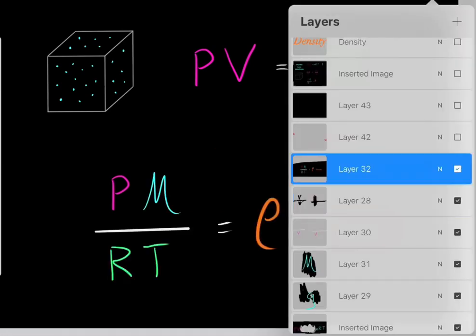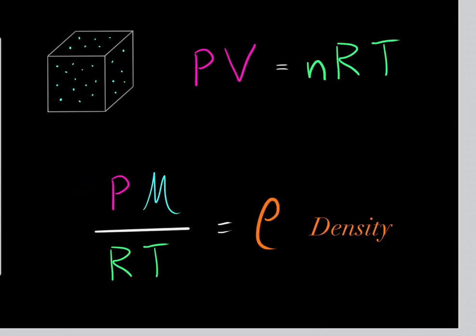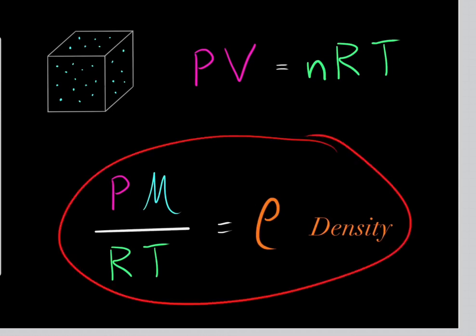So just doing some simple rearrangements, we're left with this equation, which essentially tells us if we know the pressure of a system multiplied by the molar mass of the gas in the system and divided by the ideal gas constant and the temperature of the system, it'll equal the density of the system, the density of the gas. So this is another form of the ideal gas law.